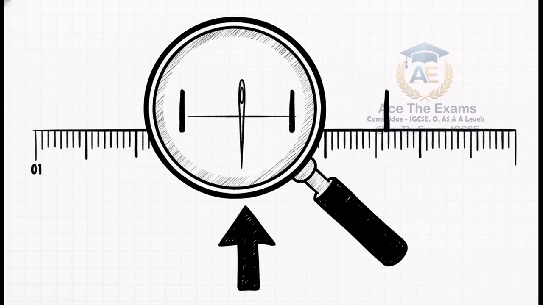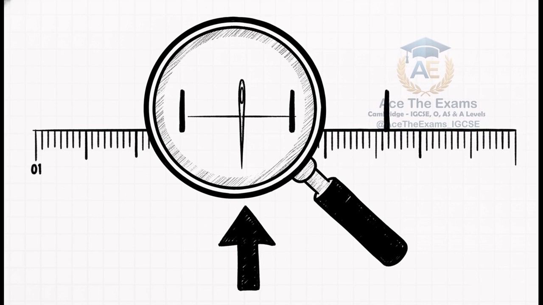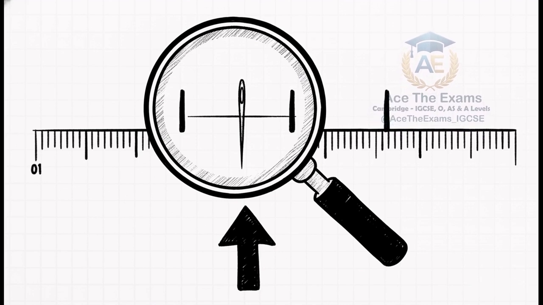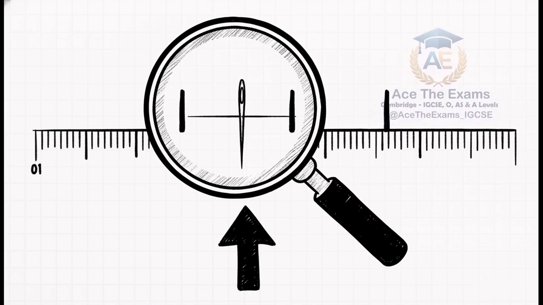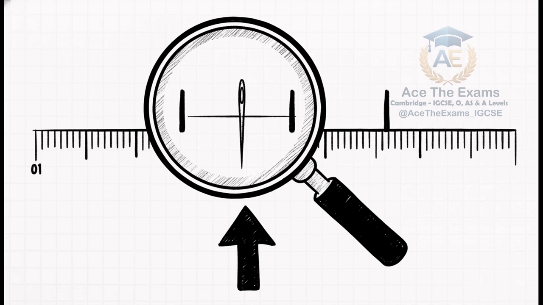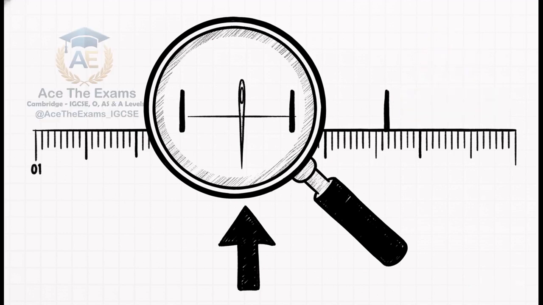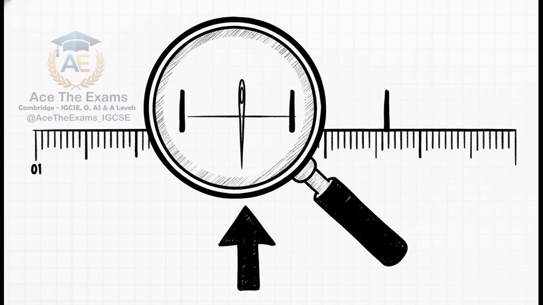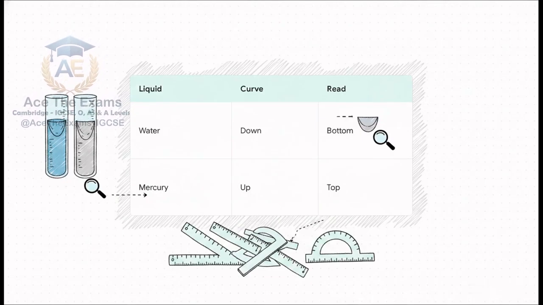Our source confirms that on some rulers, you can actually estimate a measurement to the nearest half division on the scale. So for a standard millimeter ruler, your ultimate maximum precision is to the nearest 0.5 millimeters. Keep that number in your back pocket.